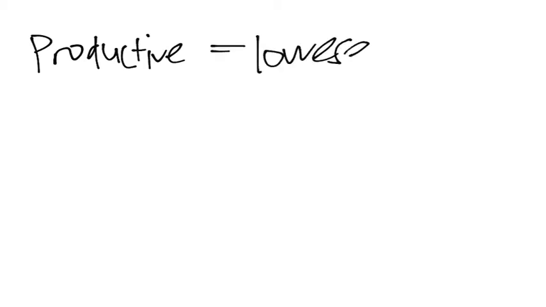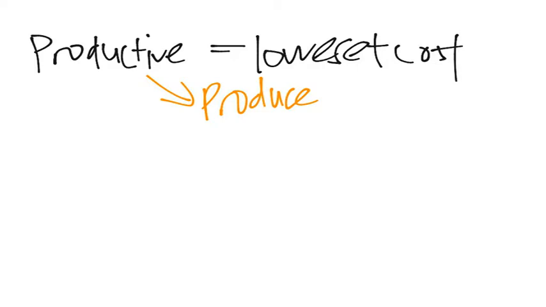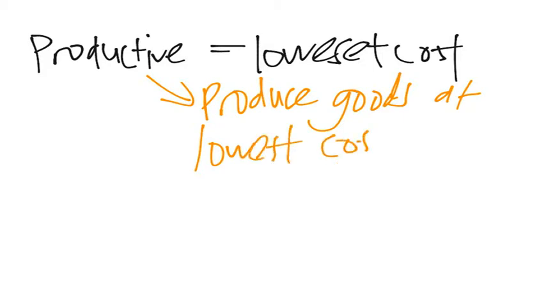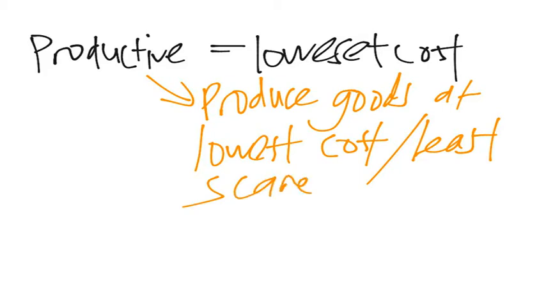So now first look at productive efficiency. To sum it up in one word, it is lowest cost. What we are aiming to do is to produce goods at lowest cost, or using the least scarce resources.